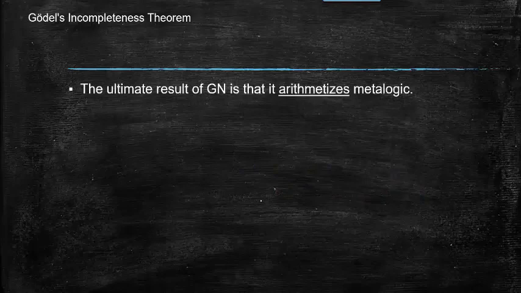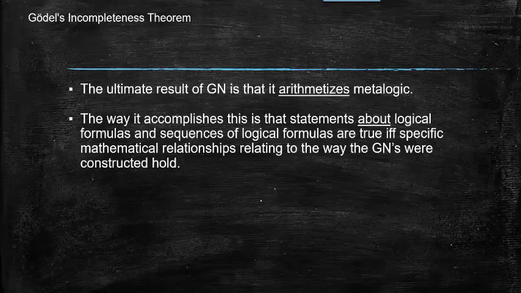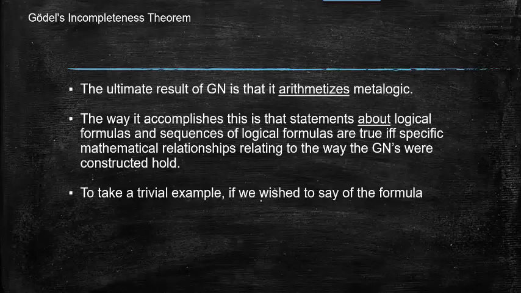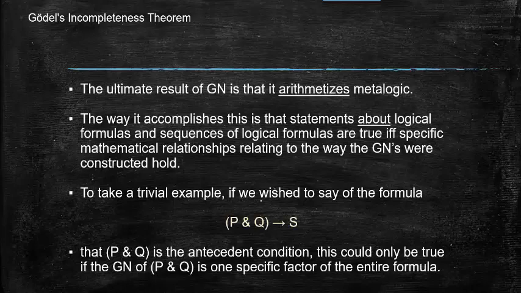The ultimate result of Gödel numbering is that it arithmetizes metalogic. The way it accomplishes this is that statements about logical formulas and sequences of logical formulas are true if and only if specific mathematical relationships relating to the way that Gödel numbers were constructed hold. To take a trivial example, if we wish to say of the formula, if P and Q then S, that P and Q is the antecedent condition, this could only be true if the Gödel number of P and Q is one specific factor of the entire formula.